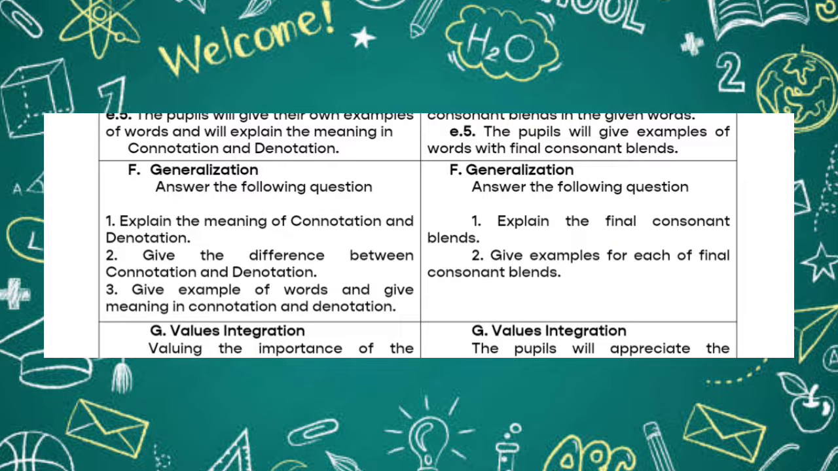Generalization of the grade 4 column. Answer the following questions. 1. Explain the meaning of connotation and denotation. 2. Give the difference between connotation and denotation. 3. Give examples of words and give the meaning in connotation and denotation. Generalization of the grade 5 column. Answer the following questions. 1. Explain the final consonant blends. 2. Give examples of final consonant blends.